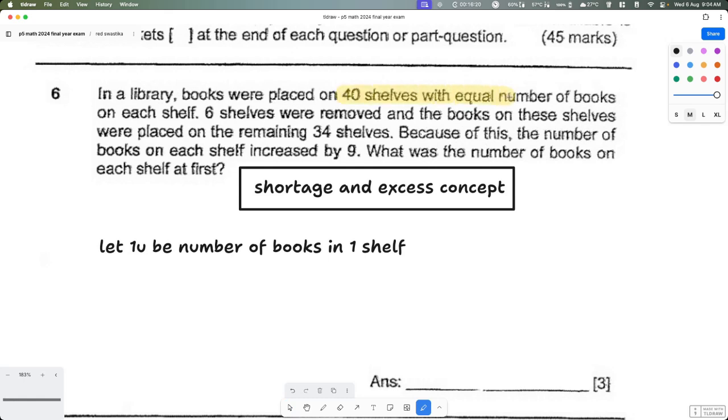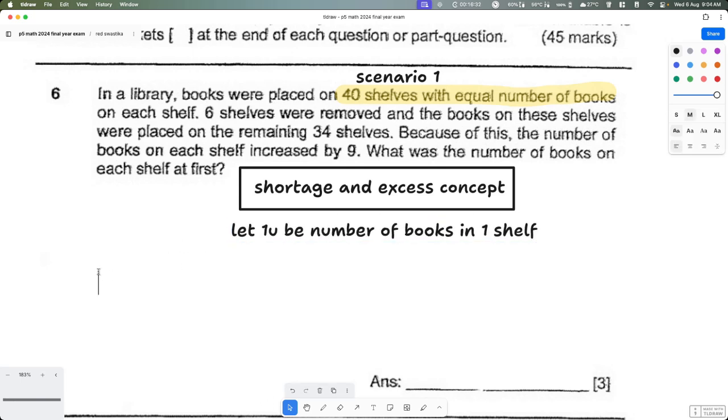Okay, so first I'm gonna highlight this. 40 shelves with equal number of books. So this is scenario 1. So in scenario 1, with number of books. Okay, so let's move scenario 1. So total number of books is equal to 40 times 1 unit. This will be 40 units. Okay, so this is scenario 1.